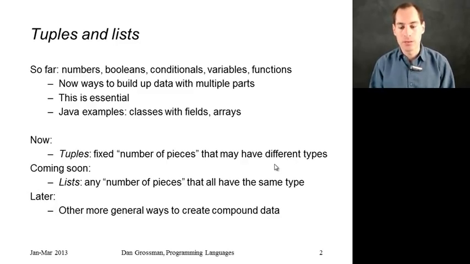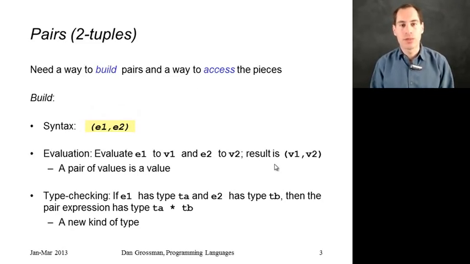And then in later segments, we'll start programming with lists that can have any length at runtime, but all the pieces have to have the same type. These are not the only forms of compound data we'll study, but they'll be enough for the first homework assignment, and they'll get us started. So we'll start with pairs. The way I want you to think about pairs is that they're just things with two parts. And so in terms of new language constructs, we need a way to build pairs, and we need a way to access the pieces of pairs.